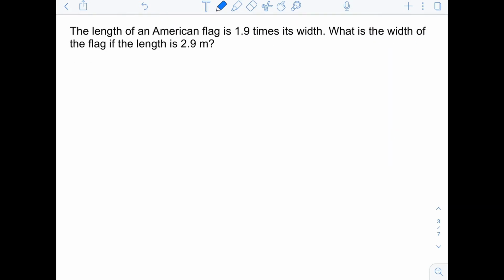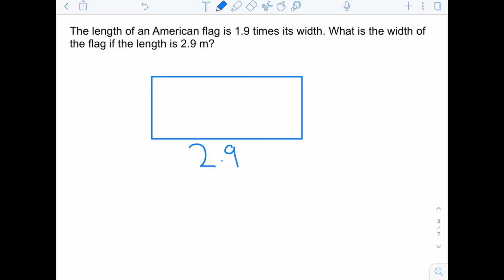The length of an American flag is 1.9 times its width. What is the width of the flag if the length is 2.9 meters? So let's draw a diagram for this one. We have an American flag, and we know that the length is 2.9 meters, as it says right there.